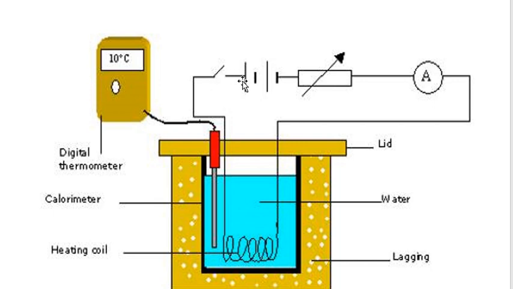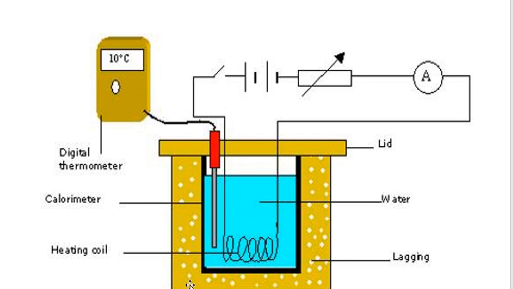So when the switch is on, what will happen? Then the current will flow through the wire. Current flow means nothing but the flow of electrons. So when electrons flow through the wire, the electrons gain kinetic energy, because you know kinetic energy is gained due to the motion of the electron.